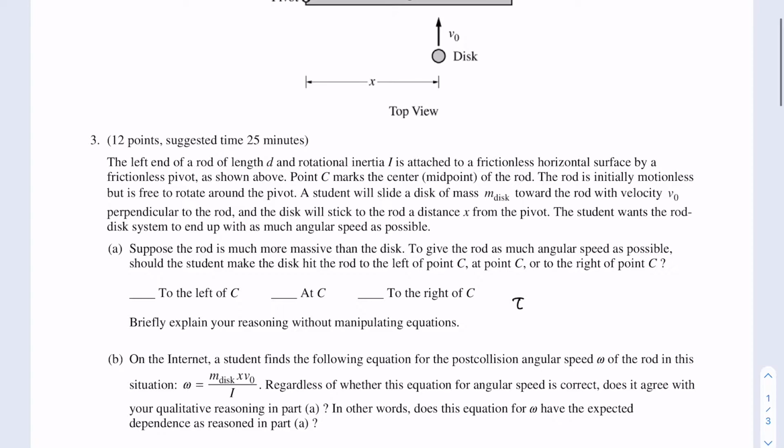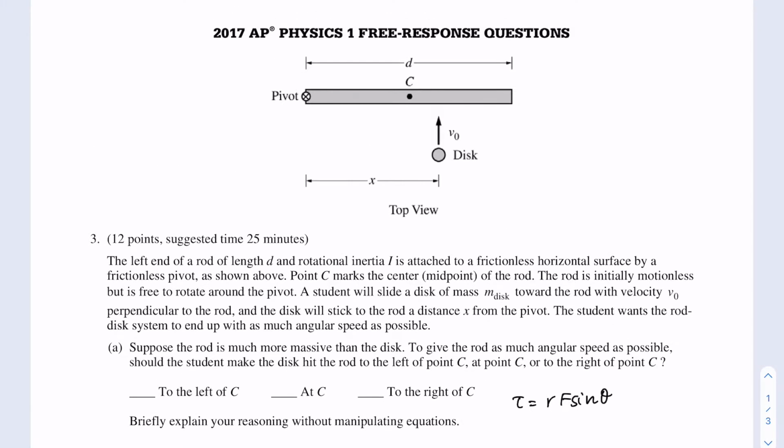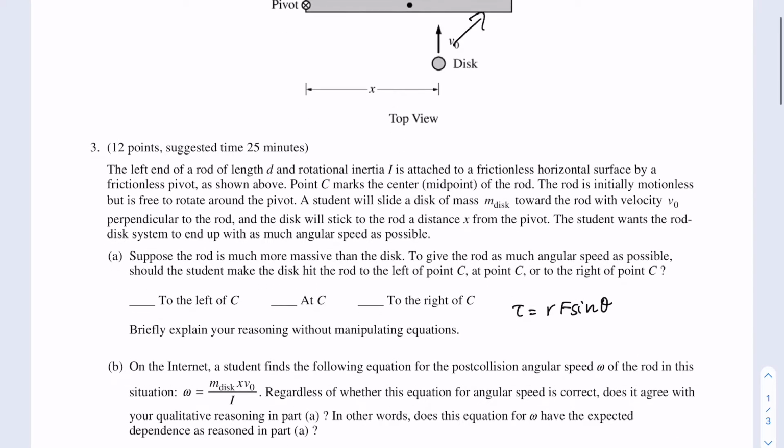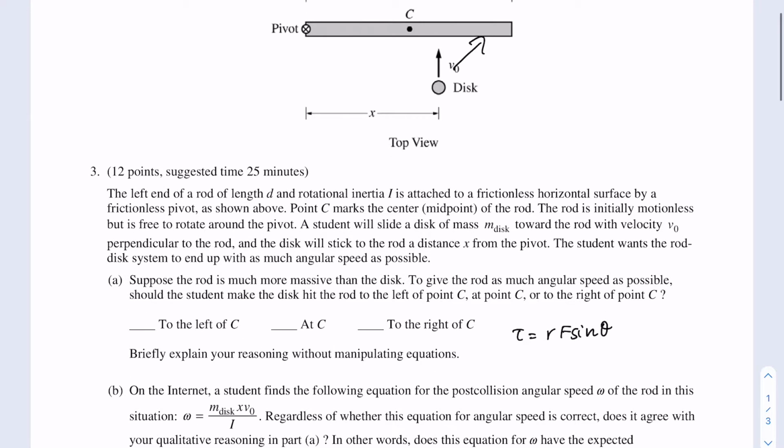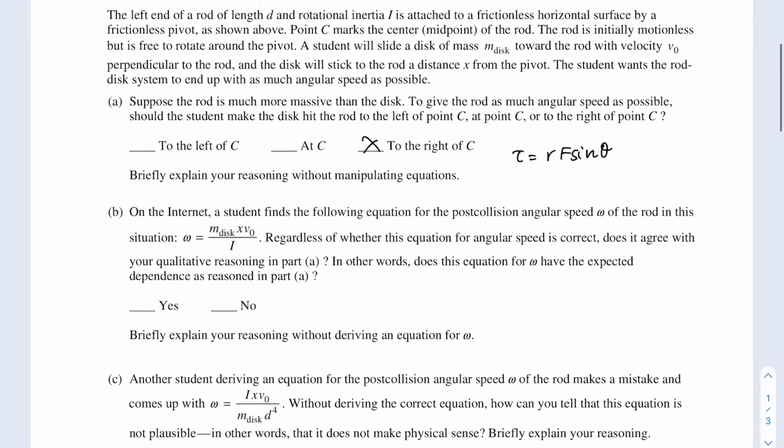Now the equation for torque is τ equals R times F sine theta, where R is the distance between the disk's collision spot and the pivot. So we want to maximize this as much as possible. If we go back up, we see that if it hits to the right of the disk, then the R value of this equation will be much greater than if it hits to the left, because R will be this. So the answer will be to the right of C.